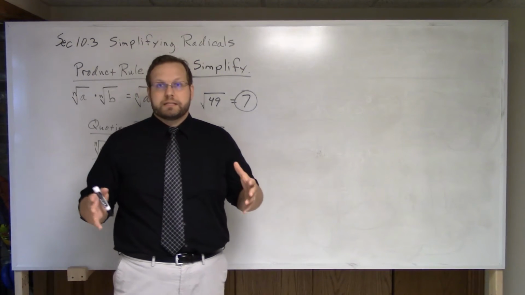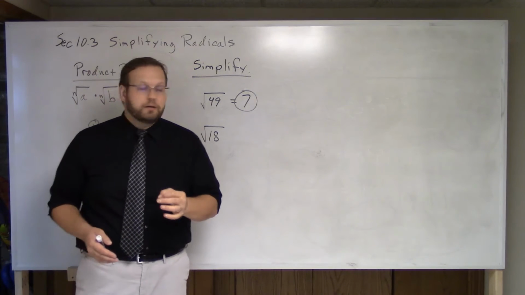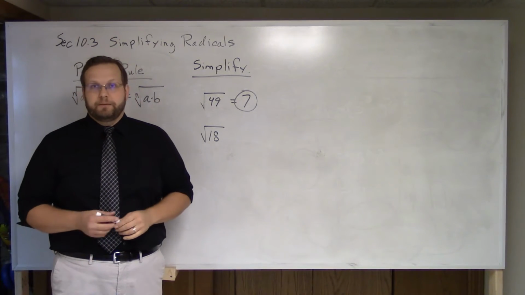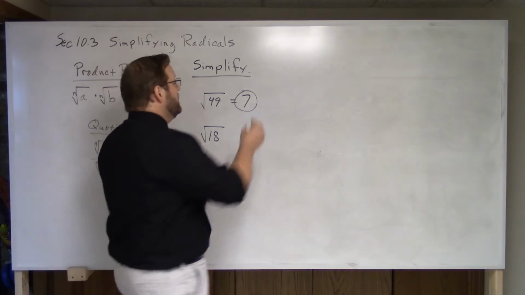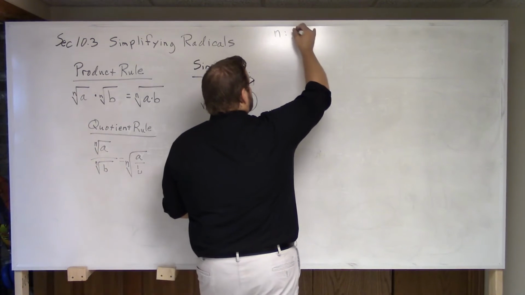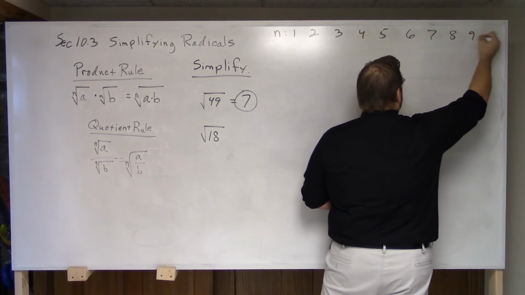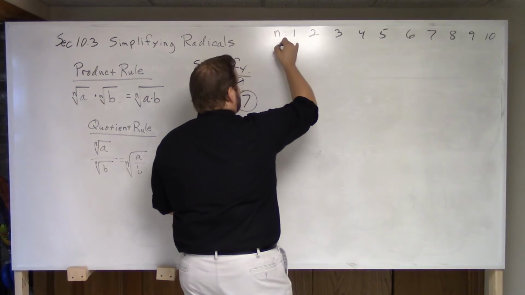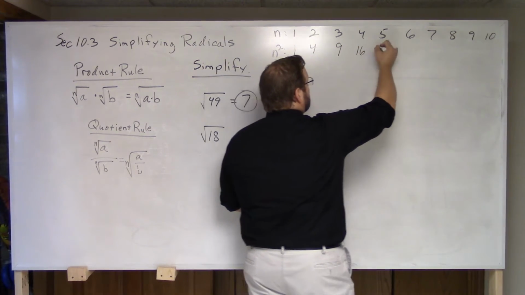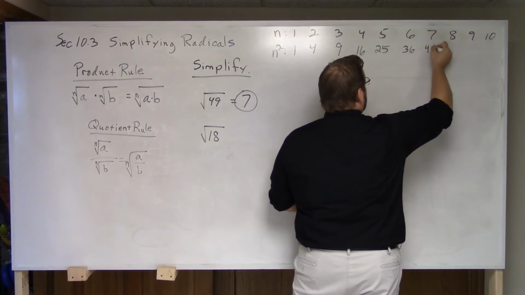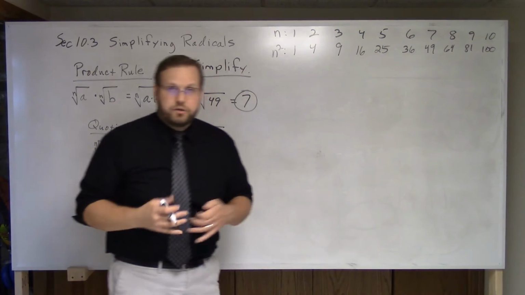So what I like to do instead is to think to myself, what number that is a perfect square divides 18 evenly? Okay. Now, if you're a little shaky with your perfect squares, I said in a previous video, make that list. If I have n is 1, 2, 3, 4, 5, 6, 7, 8, 9, and 10, square them. 1 squared, 2 squared, 3 squared, 4, and so on. Get to know those perfect squares.